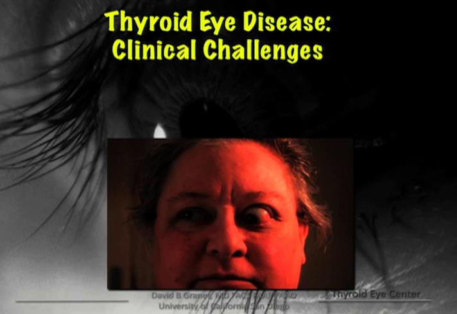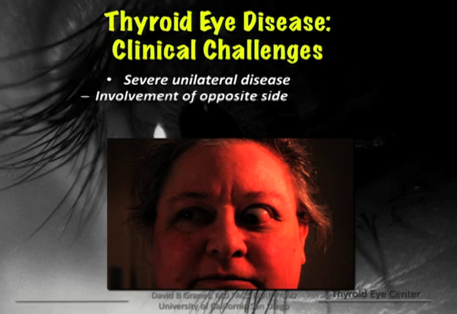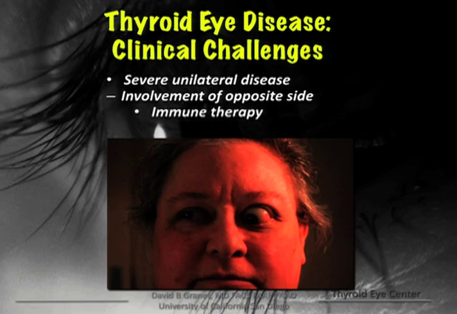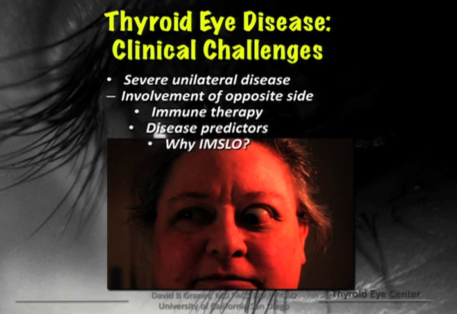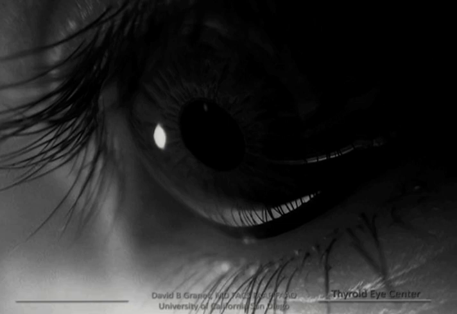It's an autoimmune disease. Why is one eye involved? We don't know. Why, when, and how does the other eye get involved? Sometimes 20 years later. Well, how come immune therapy doesn't work that well? Who's going to get bad and who isn't going to get bad? Why is the inferior muscle, the bottom one, the most common? It's not gravity. We know that. What about type 1 versus type 2? Why does that occur? So we're still trying to get answers.